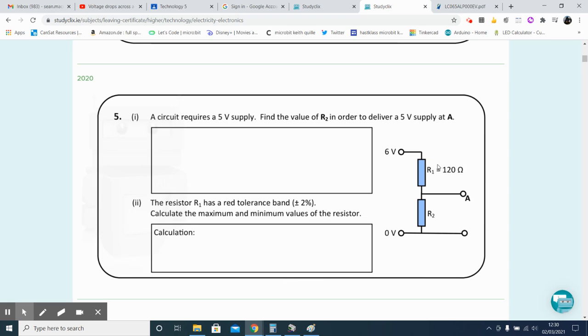So rationalizing it, let's think logically. We got 6 volts in, we got voltage dropped here, and then we have 5 volts. Then we got more voltage dropped, and then we have 0 volts. So we got 1 volt dropped across R1, and we got 5 volts dropped across R2. So if 120 ohms drops 1 volt, then a resistor 5 times bigger than this will drop 5 volts. So our resistor at R2 is 120 times 5, which is 600 ohms.